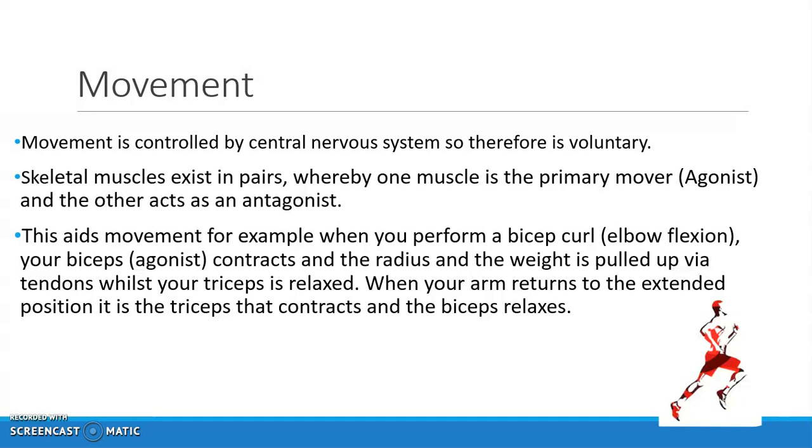For example, when you perform a bicep curl, which is elbow flexion, your bicep, which is the agonist, contracts and the radius is pulled up via tendons. The weight is pulled up via the tendons when your tricep is relaxed. When your arm returns to the extended position, it is your tricep that contracts and your bicep relaxes. However, that is a myth, and it's actually the bicep contracting eccentrically, as it's gravity.